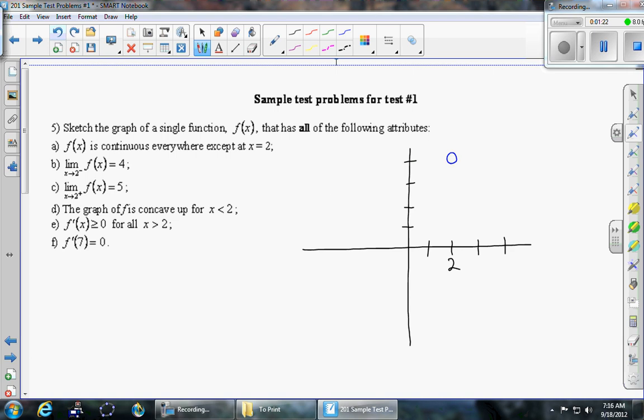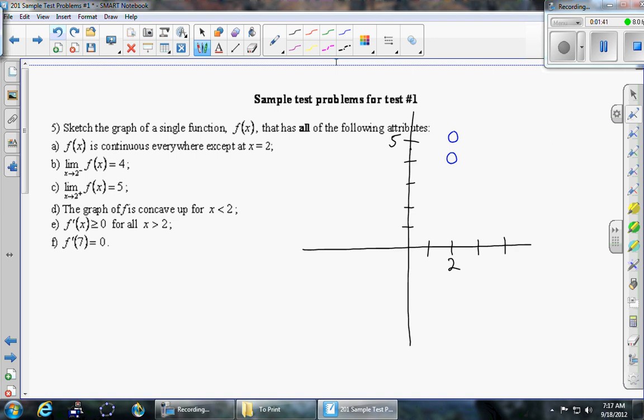Then it says in part C, as x approaches 2 from the right, the limit is 5. So we'll go up a little bit higher, and I'll put another point over here at 5. And so at this moment, we know as x approaches 2 from the right, I'm supposed to hit that point. So it does something over here, and I don't know exactly what. So we'll undo that. And then we'll move on to part D.